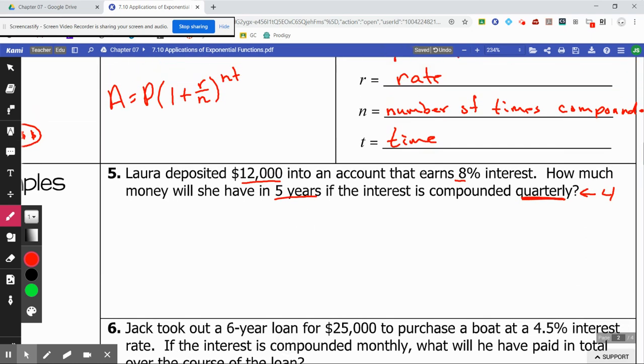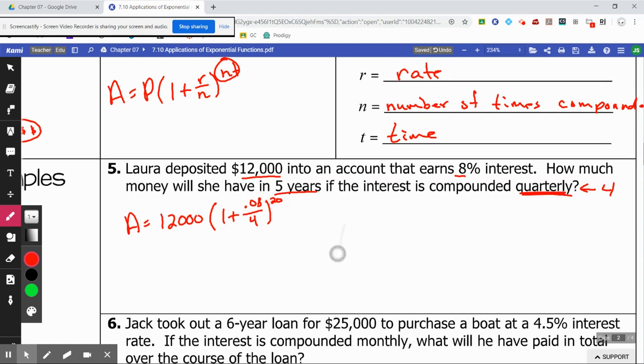So all you're doing here is you're plugging everything in. The amount of money that you're going to have is equal to, we're going to do 12,000 times 1 plus, the rate is 8%. Make sure you change it to a decimal. It's compounded 4 times a year. We're going to raise that to the n times t power. So that would be your n is 4, your t is 5. So you can just raise it to the 20th power if you like.